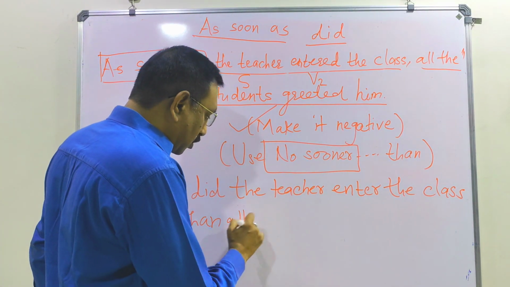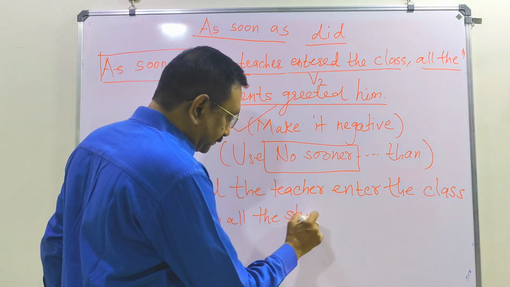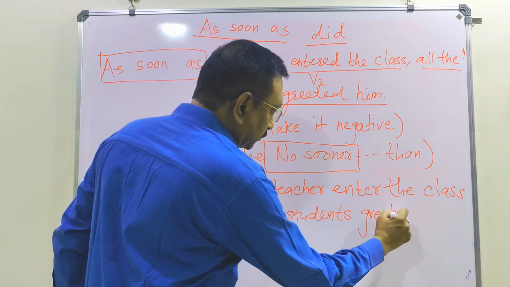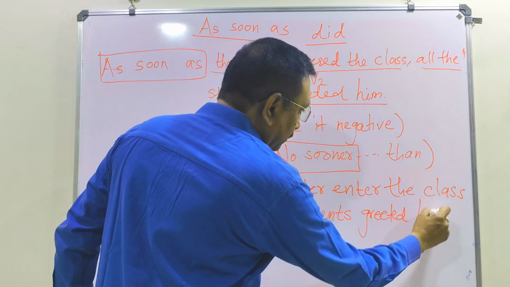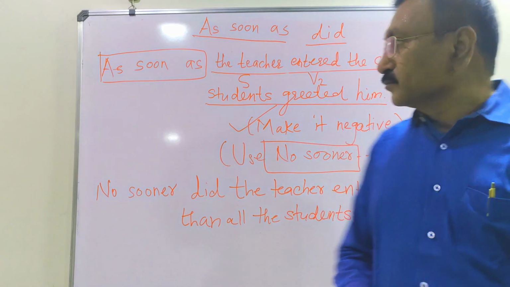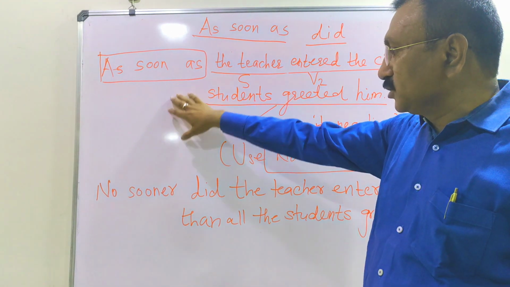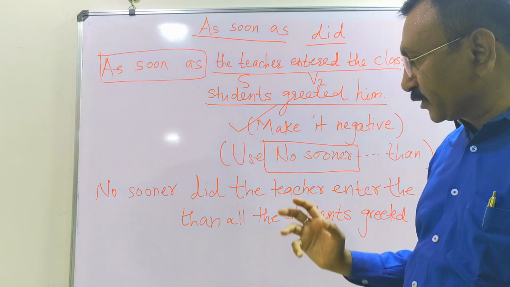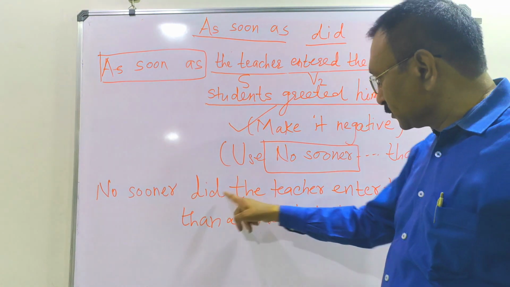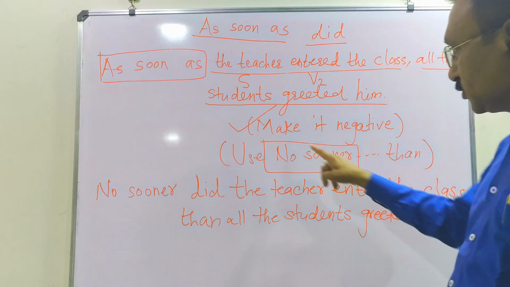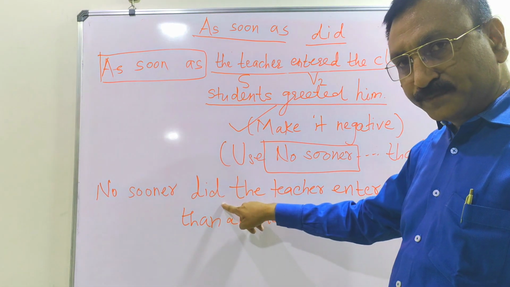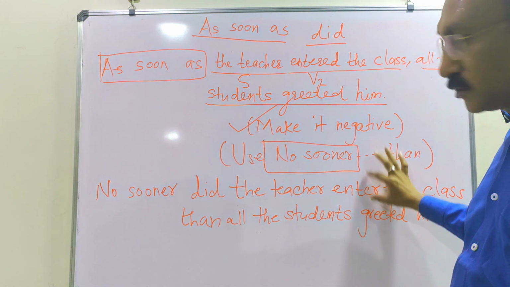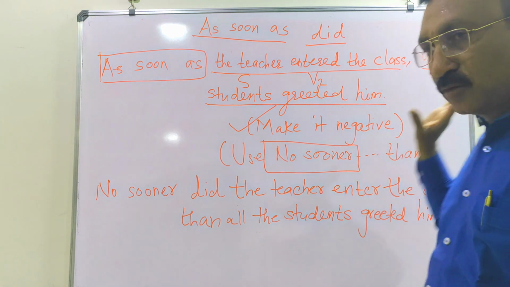Then all the students greeted him. So this is how the conjunction as soon as is replaced with the conjunction no sooner. See, the students are expected to make the changes here and here. Once you use the auxiliary verb did, you need not use the second form of the verb here. You have to convert this second form into base form, first V1.